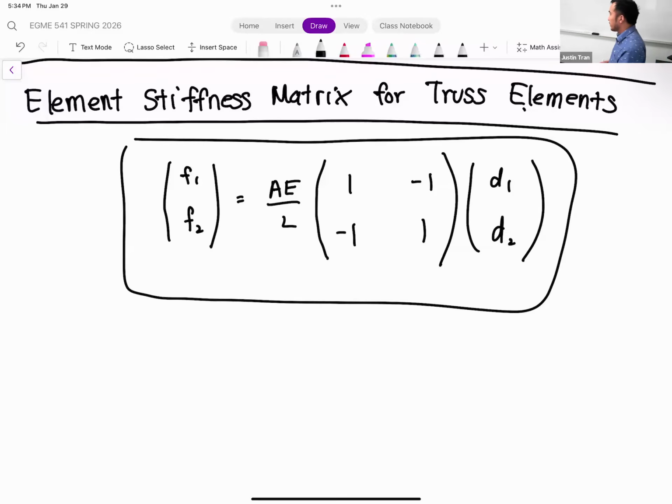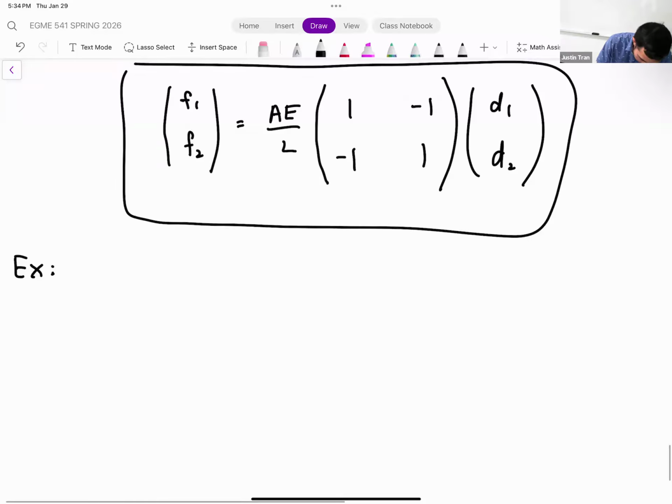We should feel very comfortable working with trusses because they behave exactly the same as springs. Let's jump into an example and see how this is used. Through this example, you'll be able to see the whole finite element process again, so hopefully that'll be helpful. Let's consider this assembly with 3 truss bars.